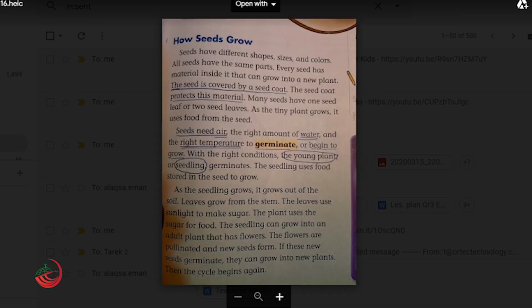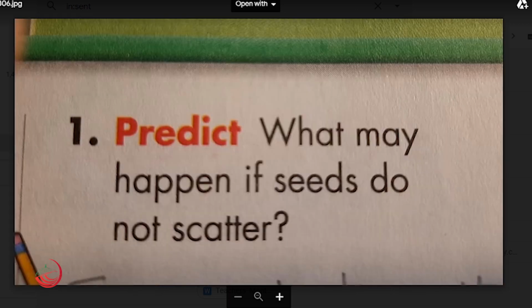Now let's move to the question right beside it. What may happen if seeds do not scatter? I know you have the habit to look into my book, but now I hid my answer, and you cannot see it, so now you will answer by yourself. I'll give you seconds to answer. Think about it. What may happen if seeds do not scatter? Do you have any clue?